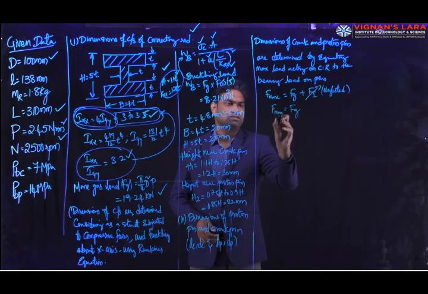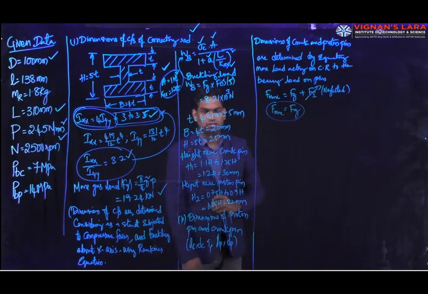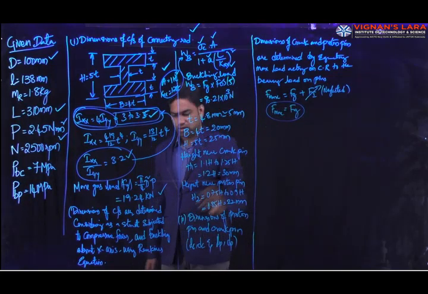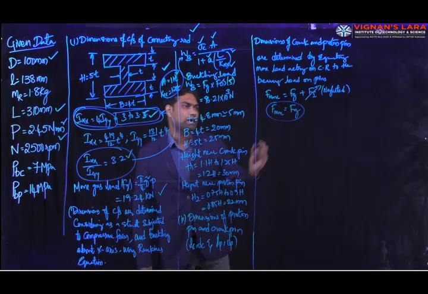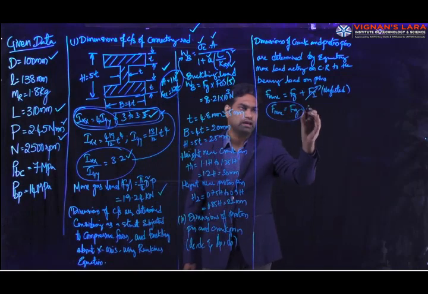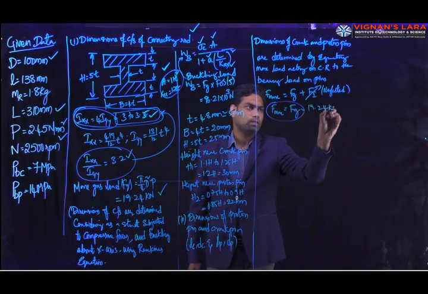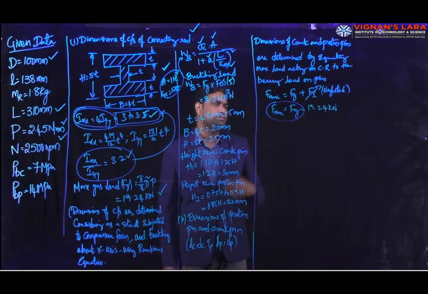So F max is equal to the maximum gas load, which is already calculated as 19.24 kilonewtons. There is no need to calculate it again, so you can take 19.24 kilonewtons directly. This will be equated to the bearing load acting on the pins.